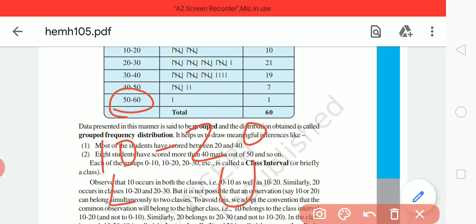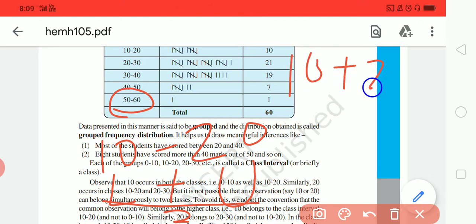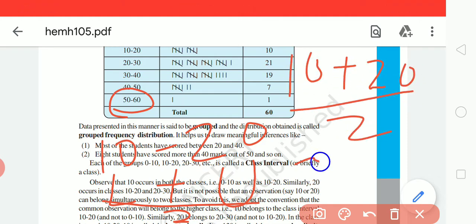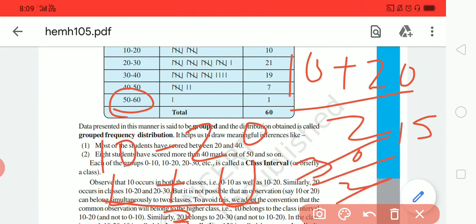The midpoint you can also find by adding the lower and upper limit and dividing by 2. It means 10 plus 20 by 2, that is 30 by 2, and when you divide it becomes 15. So 15 is the mid value, the midpoint, right?